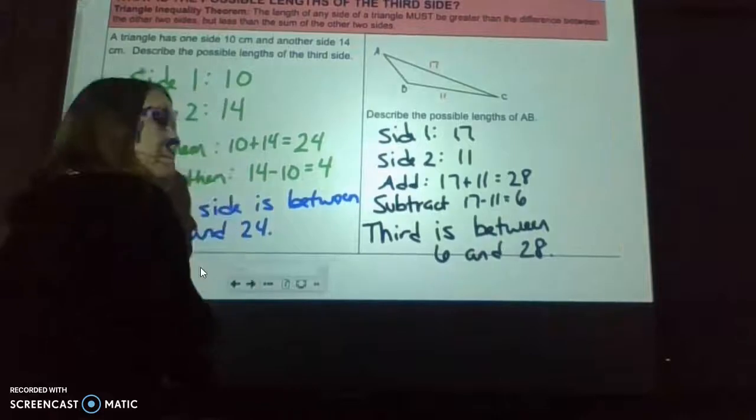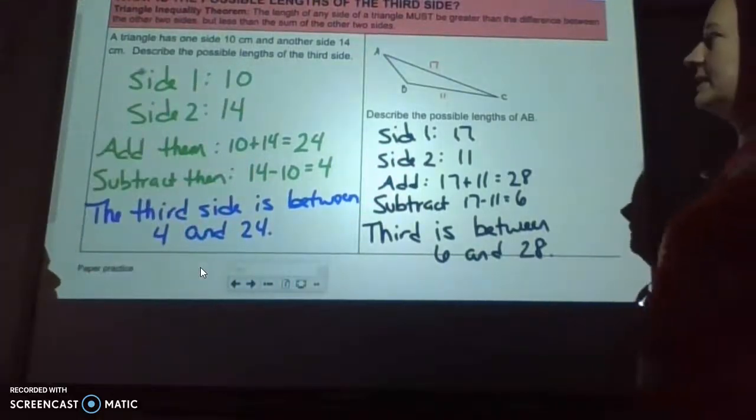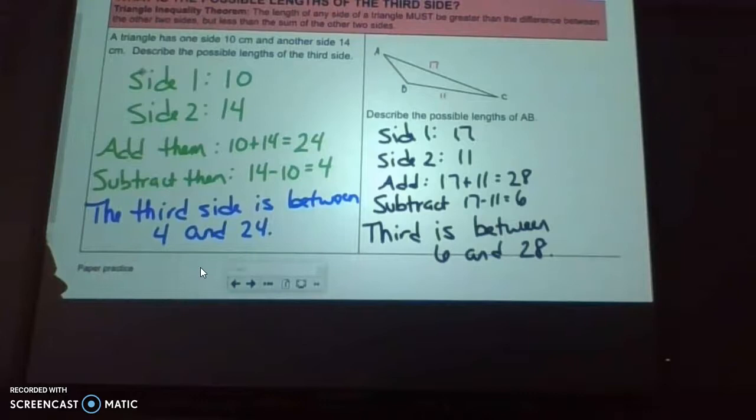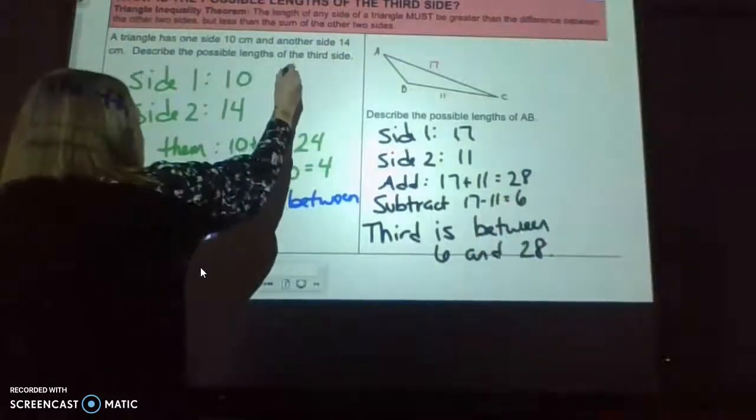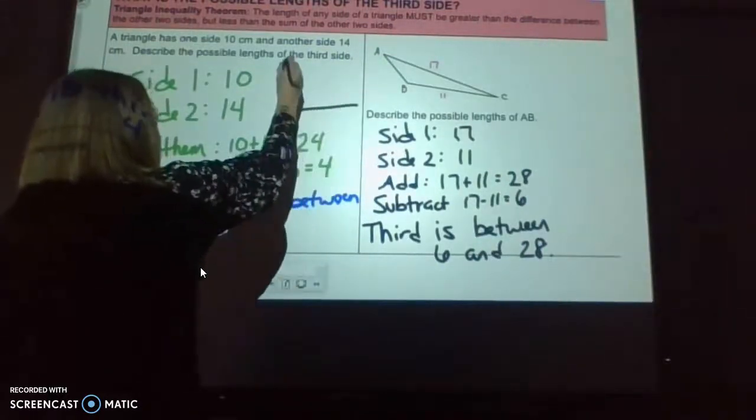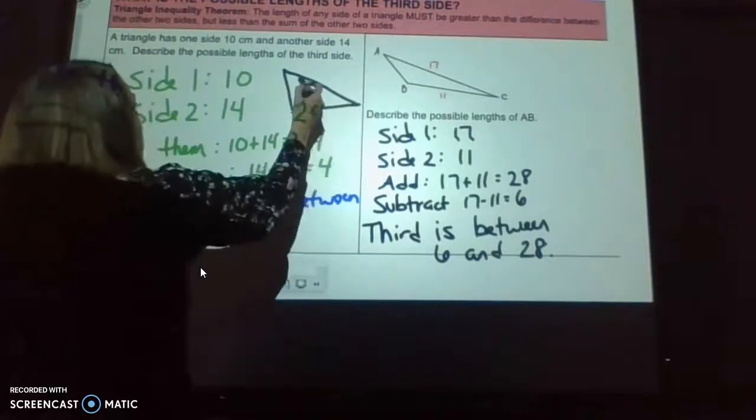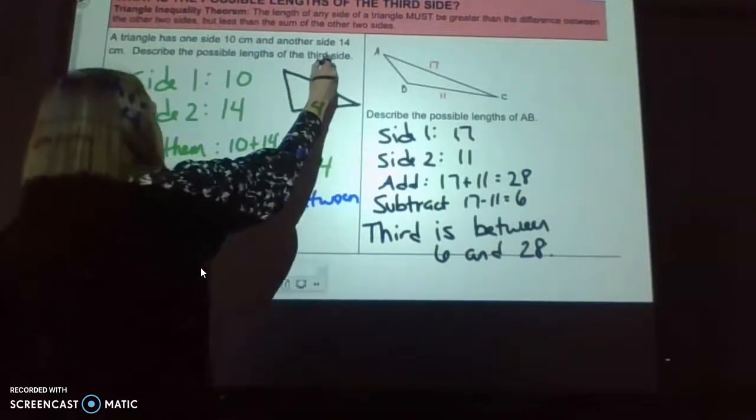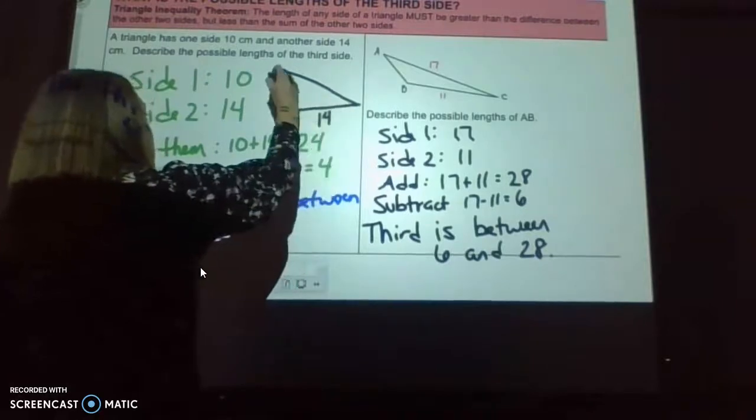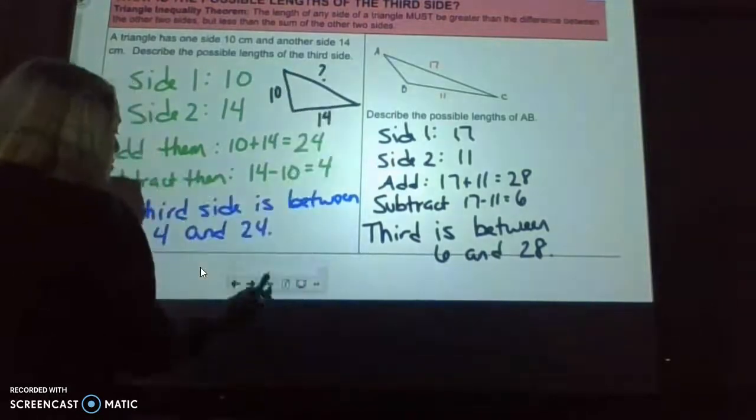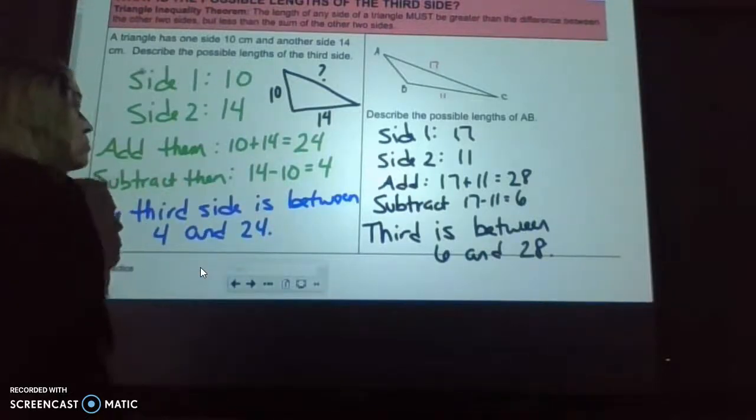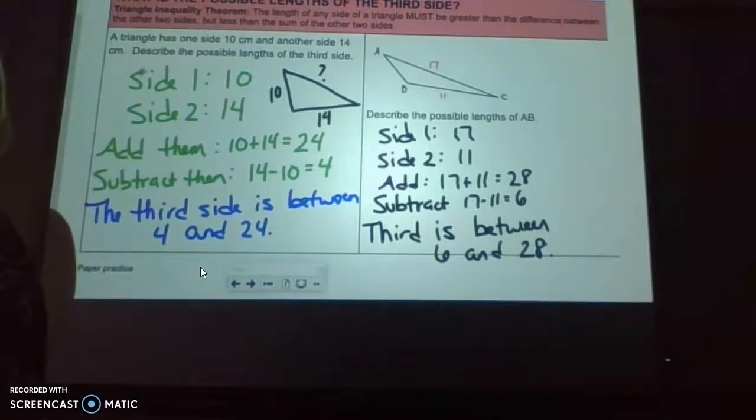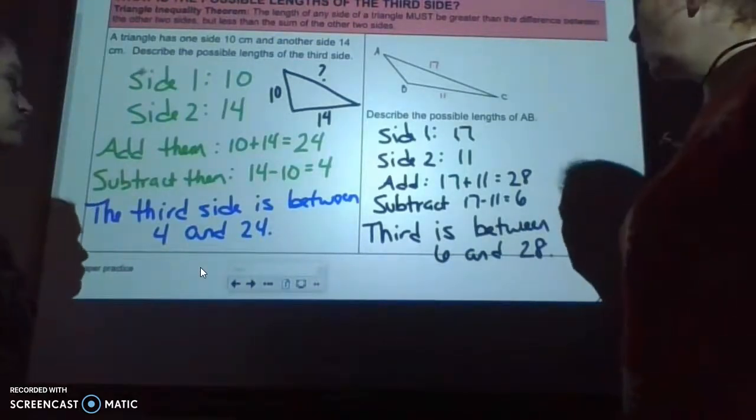You know what I love? The drawing. I have a very hard time without drawings. I was about to ask you to draw a picture over here because I get confused. Try not to make it to scale. 14, we'll put it here, and this one we don't know. That one is between 4 and 24. So could it be like 4.5? It could because it's more than 4. Okay, cool.